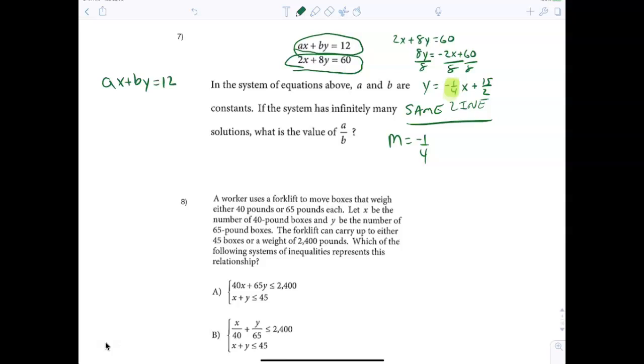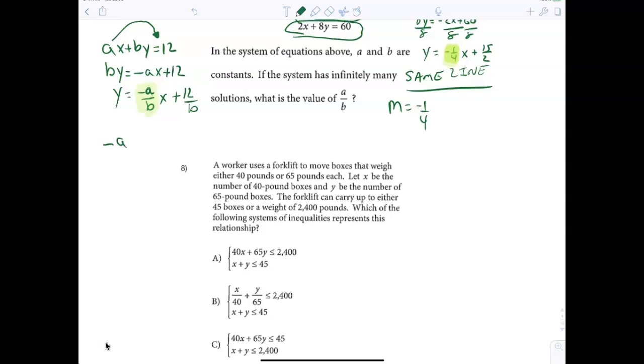Now I have to solve for y. When I'm solving for y, that means I have to move the ax over. So I want by is equal to negative ax plus 12. Now again, I agree that's kind of hard, so you got to think about it. Slopes have to be equal. So now I have to divide both sides by b. So y is equal to negative a over b x plus 12 over b. Somebody tell me what the slope of this line is. Yes, the slope of this line is negative a over b.